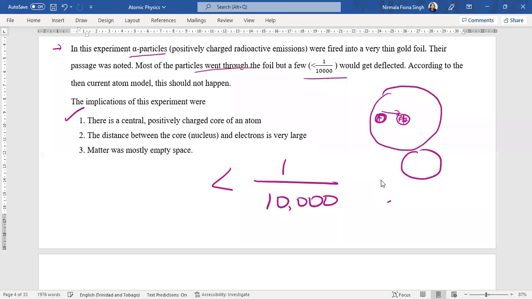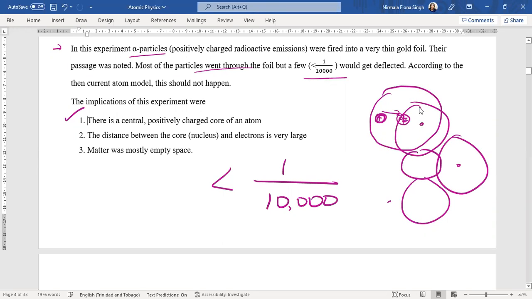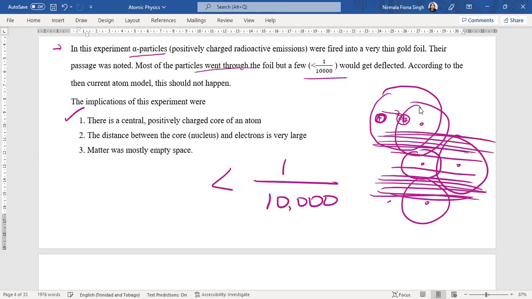So that means for our alpha particle to get deflected, it's going to have to pass lots of them. 10,000 are going to pass through undeviated until one comes very close to your nucleus, and it's going to get bounced off a little bit. And even rarer than that, one is going to come and hit it straight head on and bounce off. So that's why they said the distance between the core, which is our little positive central core, and the electron is very, very large, right?